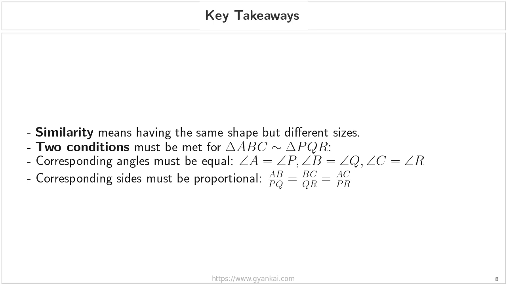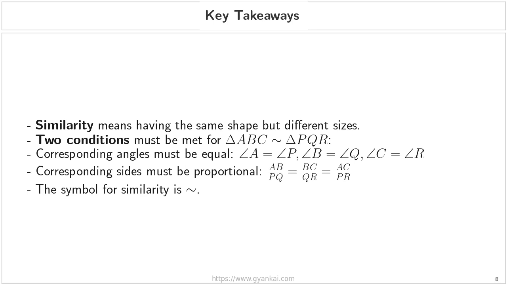The second condition is the proportionality of the corresponding sides. This means the ratio of side AB to side PQ must be equal to the ratio of side BC to side QR, which must also be equal to the ratio of side AC to side PR.